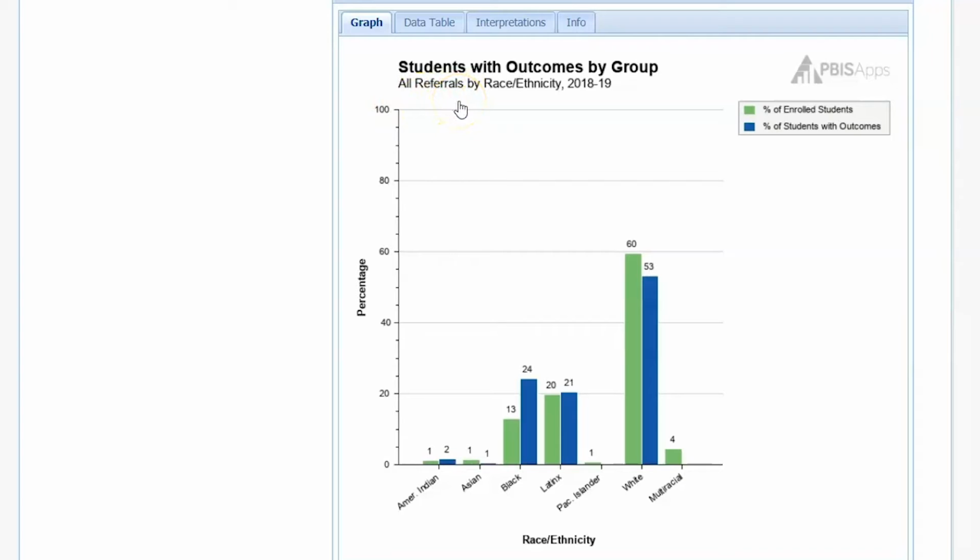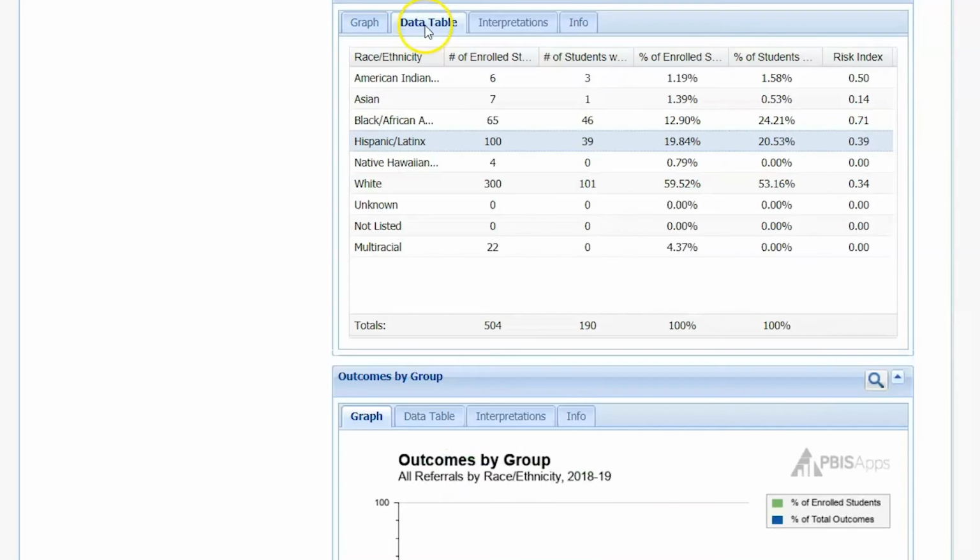Doesn't matter how many major or minor referrals a student received. If they received any referrals during the school year, they are counted only once in that group of students who have received a referral. Here's how SWIS calculates those numbers. When we open the data table, we can see that there are 190 students who received at least one referral.